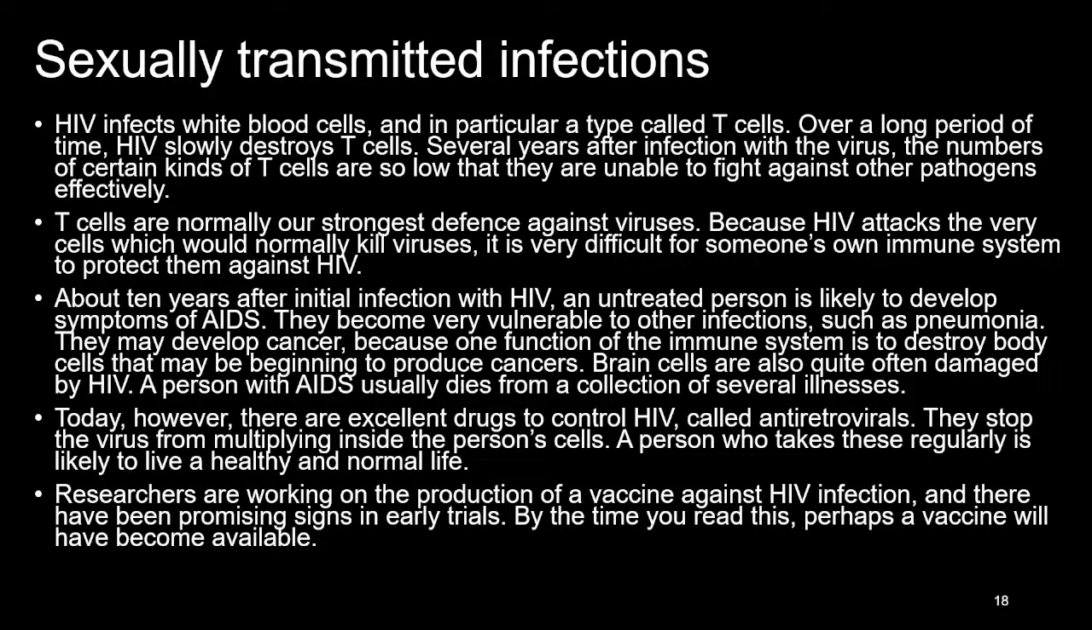Because HIV attacks the very cells that would normally kill viruses, it's difficult for someone's own immune system to protect them against HIV. About 10 years after initial infection with HIV, an untreated person is likely to develop symptoms of AIDS. So after HIV, you then get AIDS. They become so vulnerable to other infections such as pneumonia, and some even develop cancer, because one function of the immune system is to destroy body cells that are beginning to form cancer.